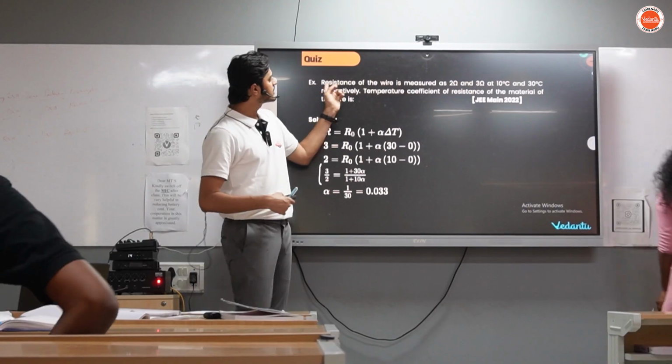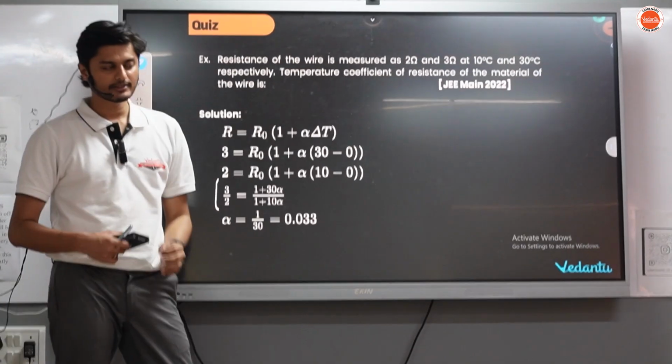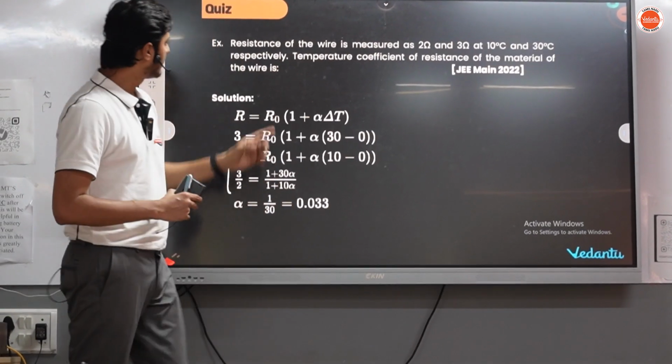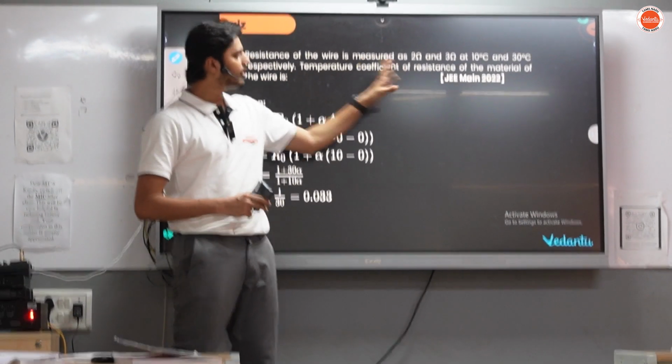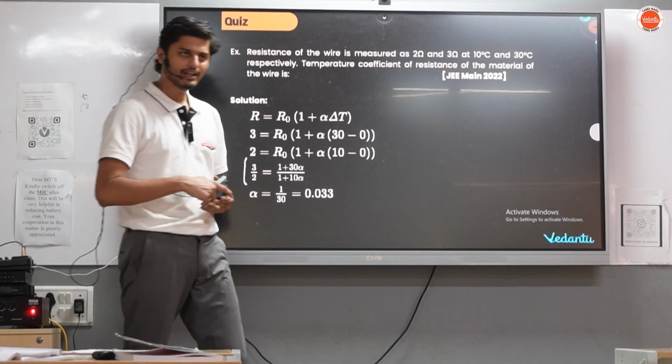Let's not derive it. Resistance of wire is measured as 2 ohm and 3 ohm at 10 and 30, right? Now the temperature coefficient of the resistance is asked, basically alpha, right?